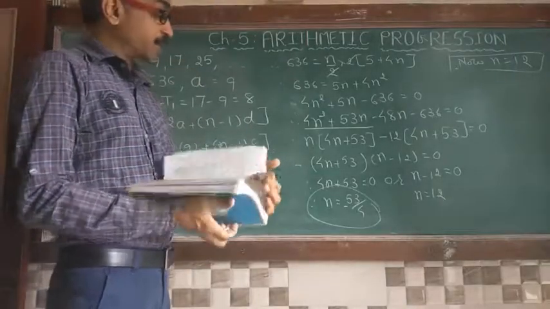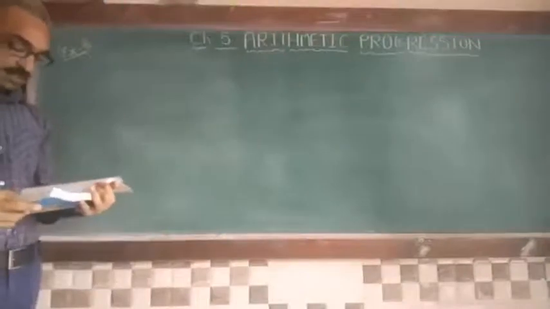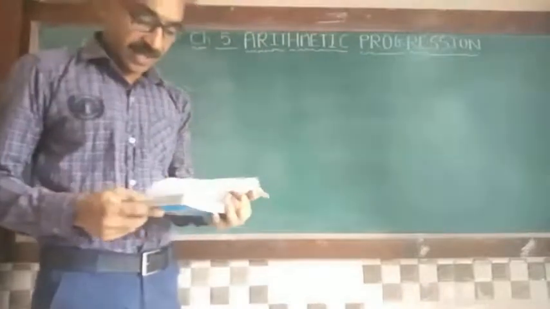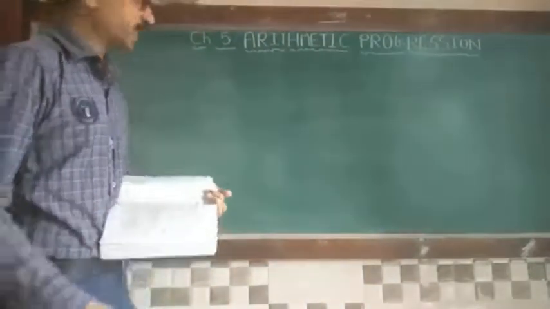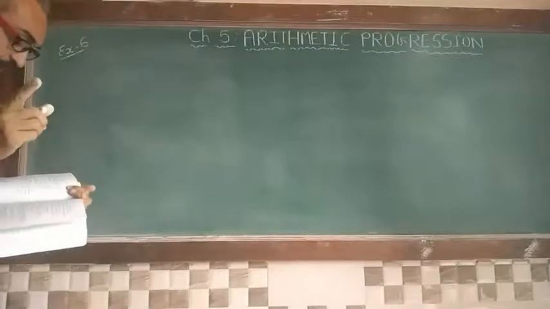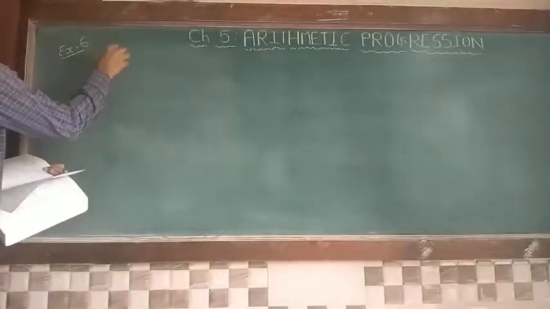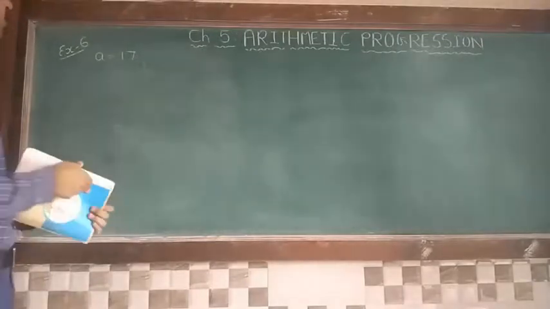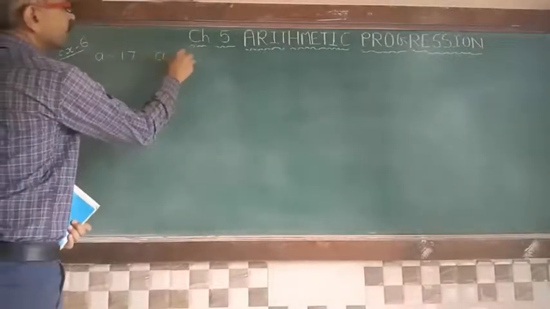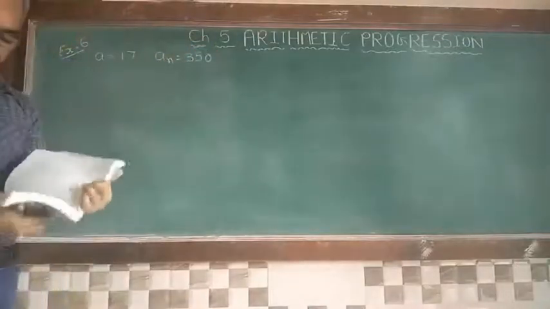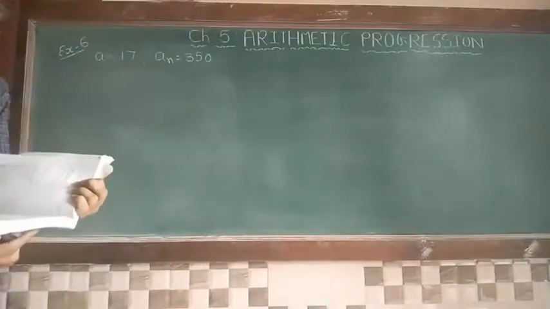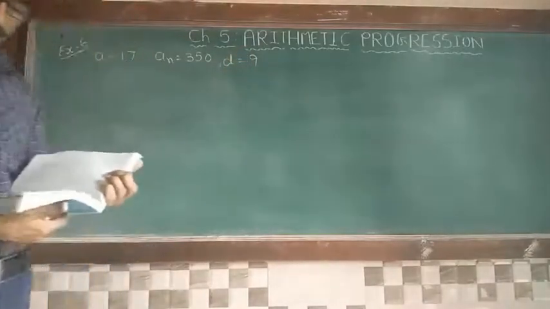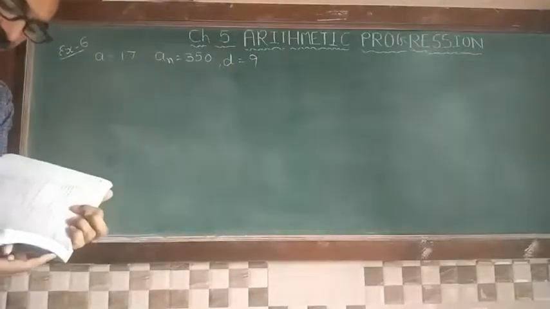Now your example number 6. Example number 6 is that the first and the last term of an AP are 17 and 350 respectively. That means the first term is given to you, 17. So your A is equal to 17, and the last term, AN, is given to you, 350. If the common difference is 9, that means D is given to you, 9. How many terms are there and what is their sum?